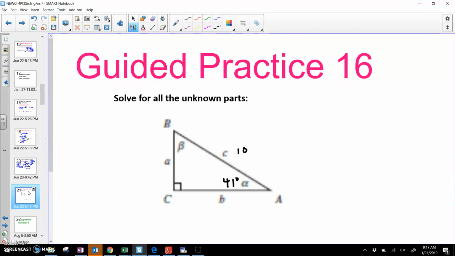Okay, so for this one, I'm not going to go through and necessarily show my work. I'm just going to show you what I got. For this side, I got 6.56. For this side, I got 7.55. And the other angle would have been 49 degrees. So hopefully you were able to get those on your own.